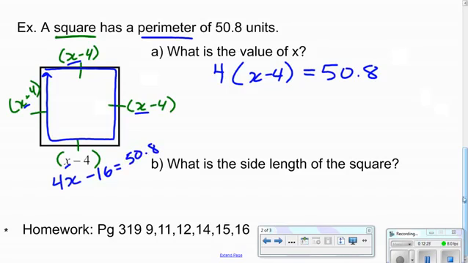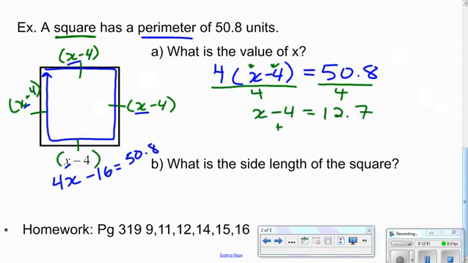You will find that when we distribute this, we would get the same thing. But I'm not going to distribute this because I notice that I have a coefficient that I can divide by. So I'm going to divide both sides by 4. And when I divide by 4, I get x minus 4 equals 12.7. There's no coefficient with the x, so once I get rid of that minus 4, x will be by itself. So x is 16.7 units. So that's what x is.